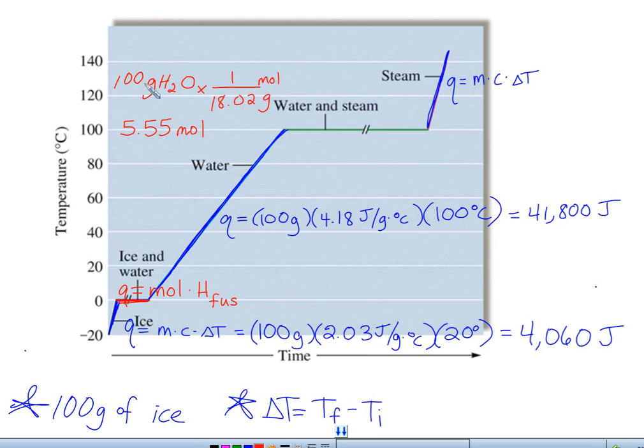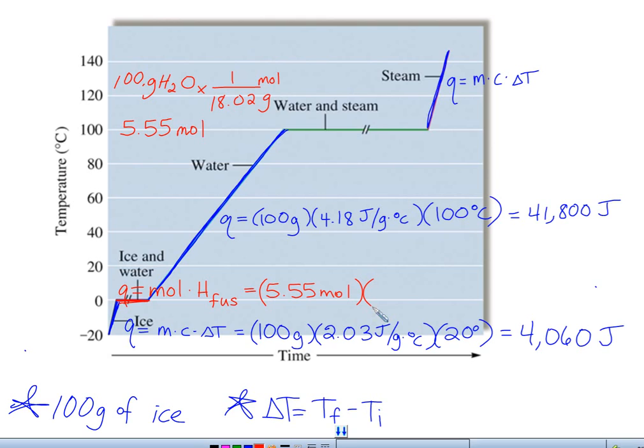Let's pretend this was like 100 grams exact. And I just made up the 100 grams. There was no mass given. Okay, so now we can plug this in. Moles, 5.55. And then again, heat of fusion is a constant. You would look it up on a chart, which I will do right now.